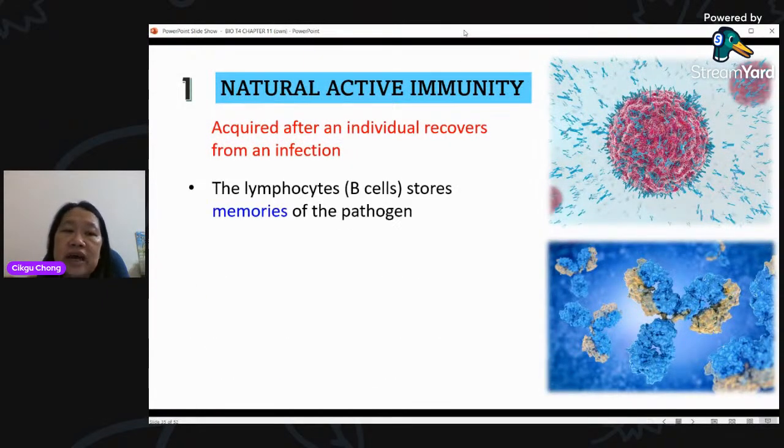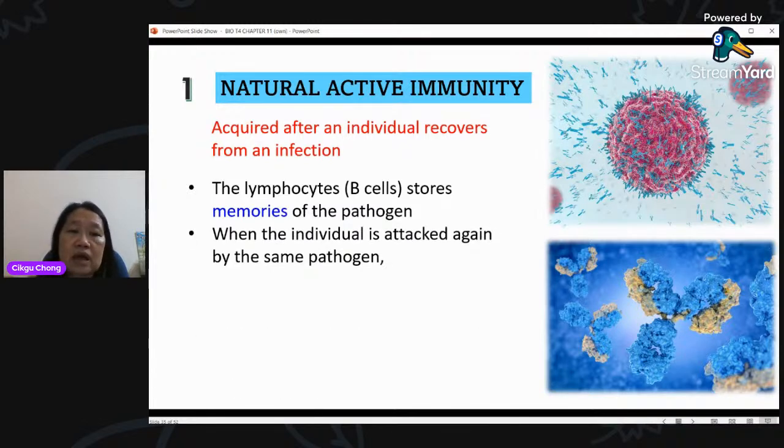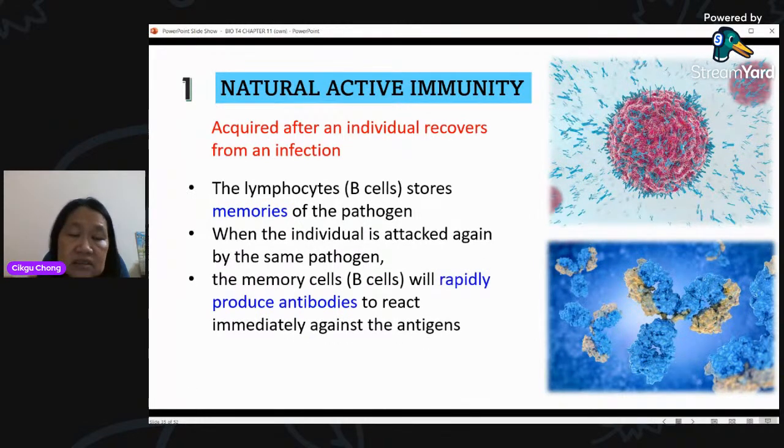There are two types of lymphocytes, B cells and T cells. The B cell stores memories of pathogens. Once you're infected by a certain pathogen, these B cells will store information about this pathogen. In that case, if the same pathogen attacks you again, these B cells will rapidly produce antibodies. It has the ability to produce the same antibody again once the antigen enters your body and you are attacked by the same pathogen again.